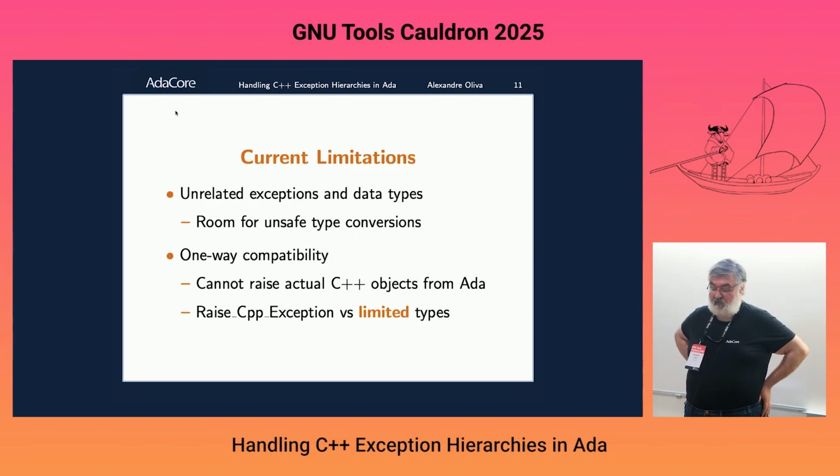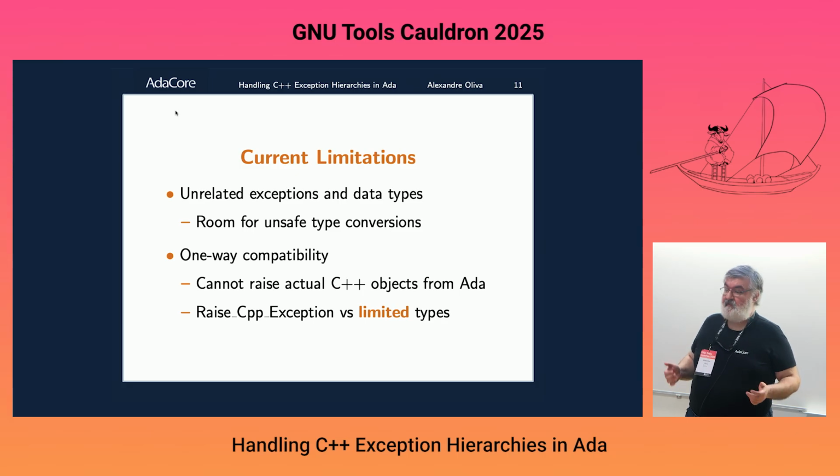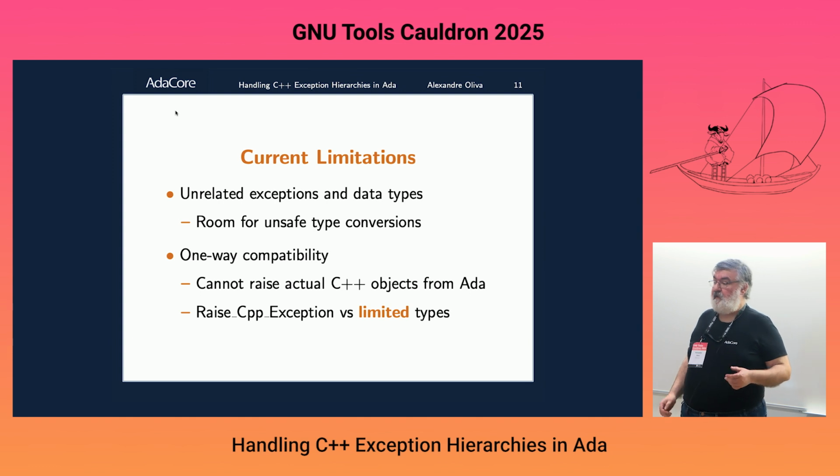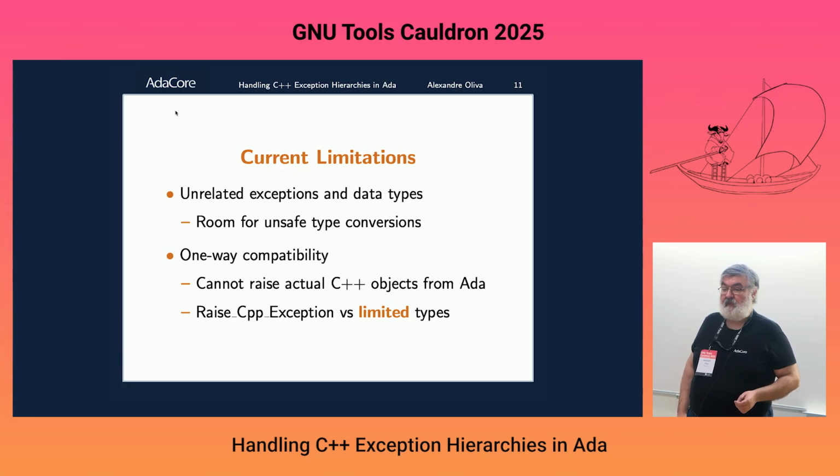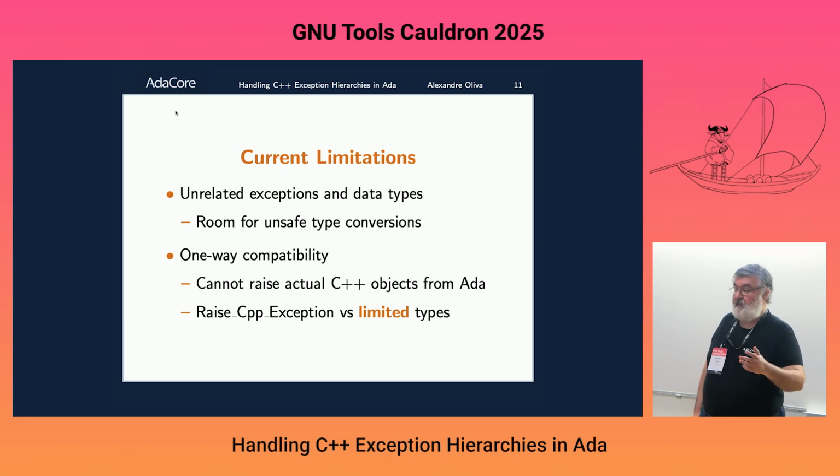So the fact that data types and exceptions are unrelated still makes room for some safety concerns, because again, neither the compiler nor the runtime can verify that you're doing the right thing, that you are accessing the object with its type. We don't have a solution for that. It's still an open problem. It's there, but if you get the object with the type corresponding to the exception that you're handling, then you will be safe.